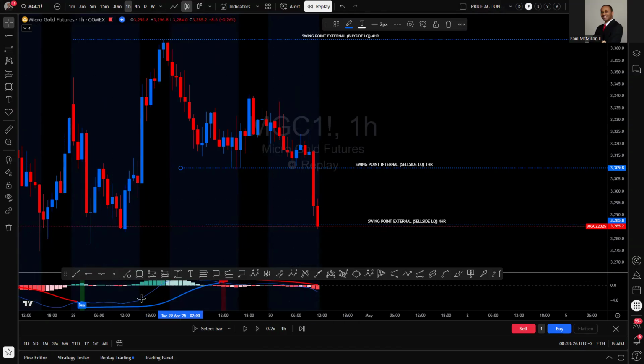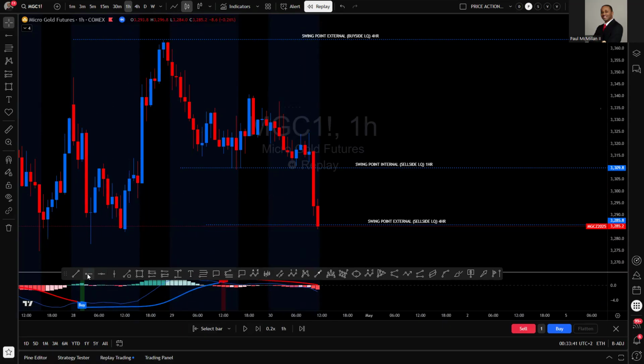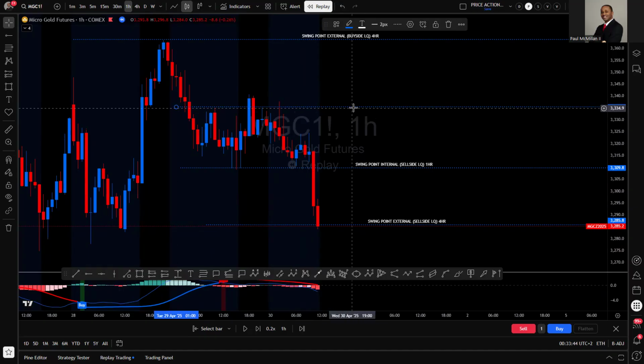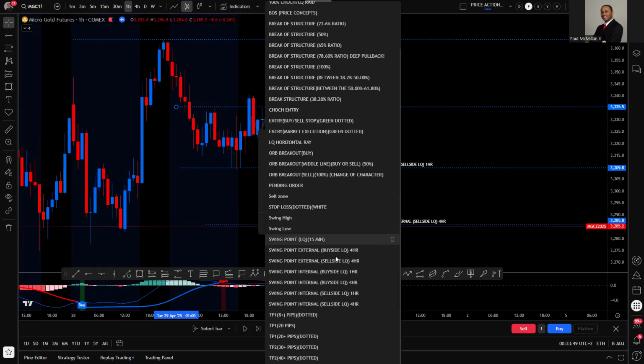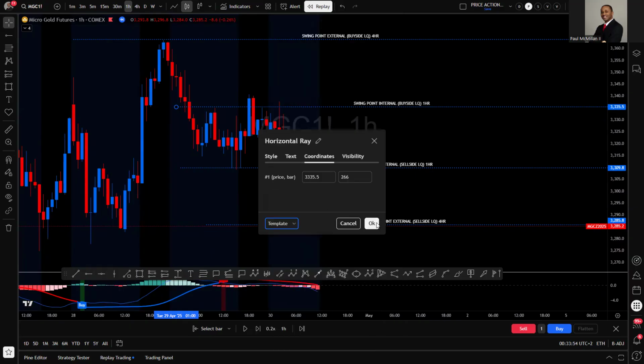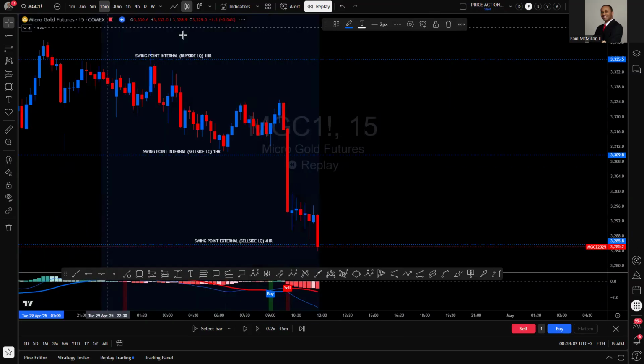And then you see that price wiped out some liquidity up here as well. Something like that. But that's all we're going to mark up for the run. Let's go to the 15-minute.